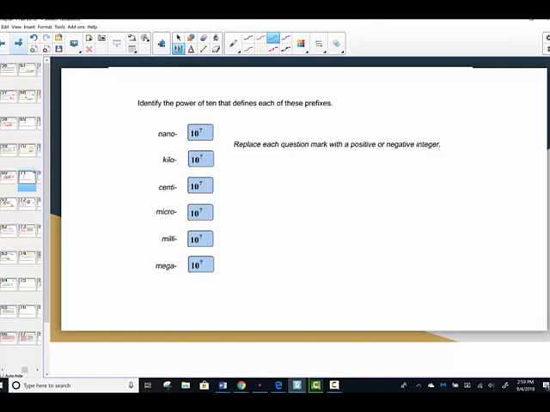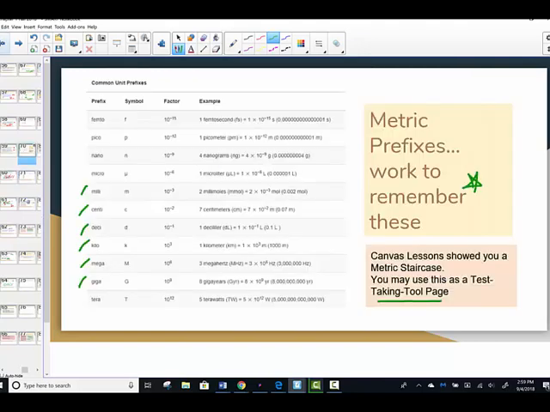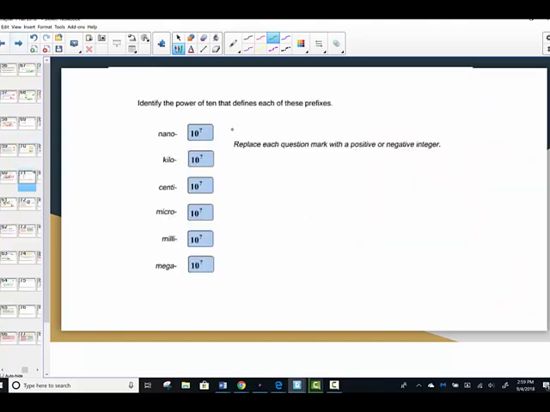If you were to look at a prefix list such as this on your homework page, always know that you can look them up if you make your own test-taking tool page from the Canvas lesson, or work to memorize them. You would remember nano is the negative 9th power: 1, 2, 3, 4, 5, 6, 7, 8, 9. That's 1 nanometer. Kilo is positive, 1, 2, 3, a magnitude of 1,000.